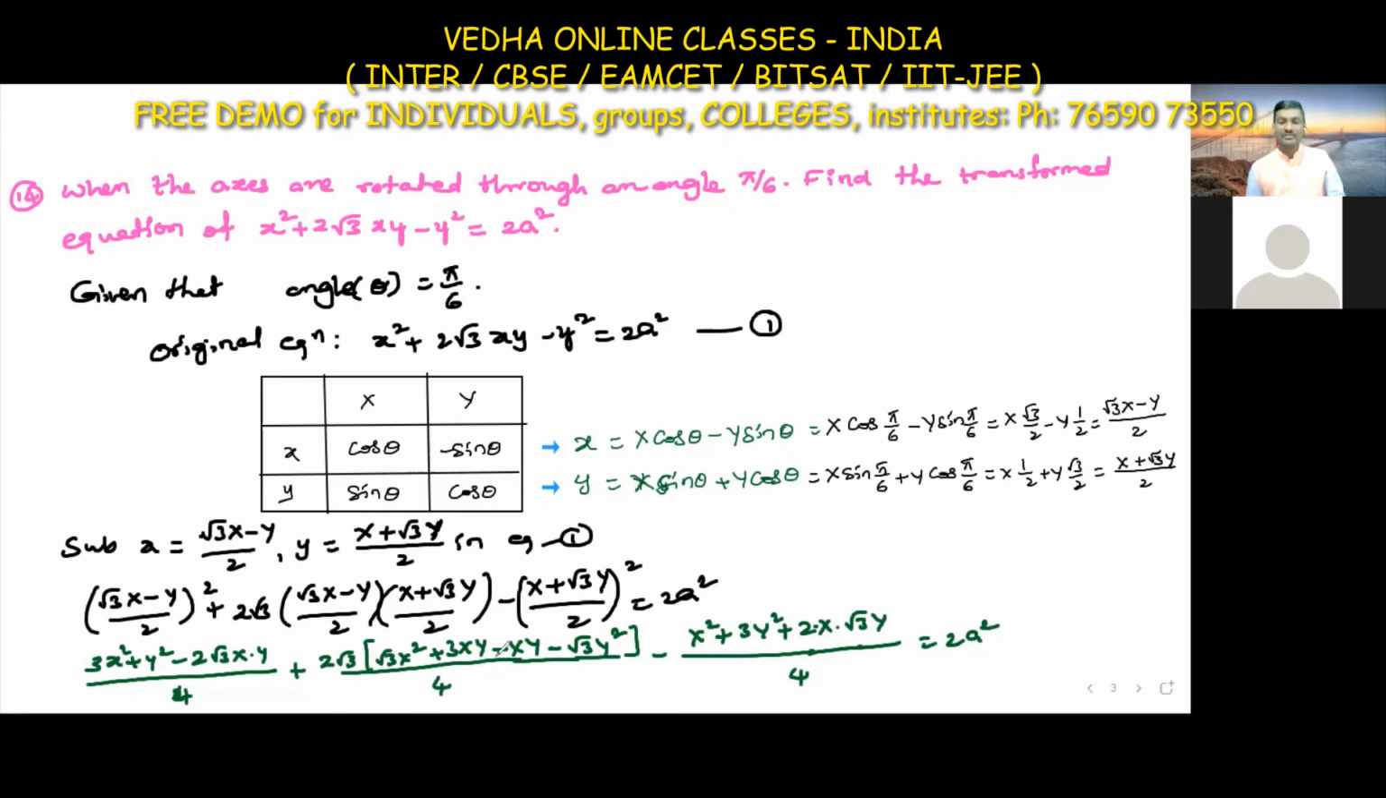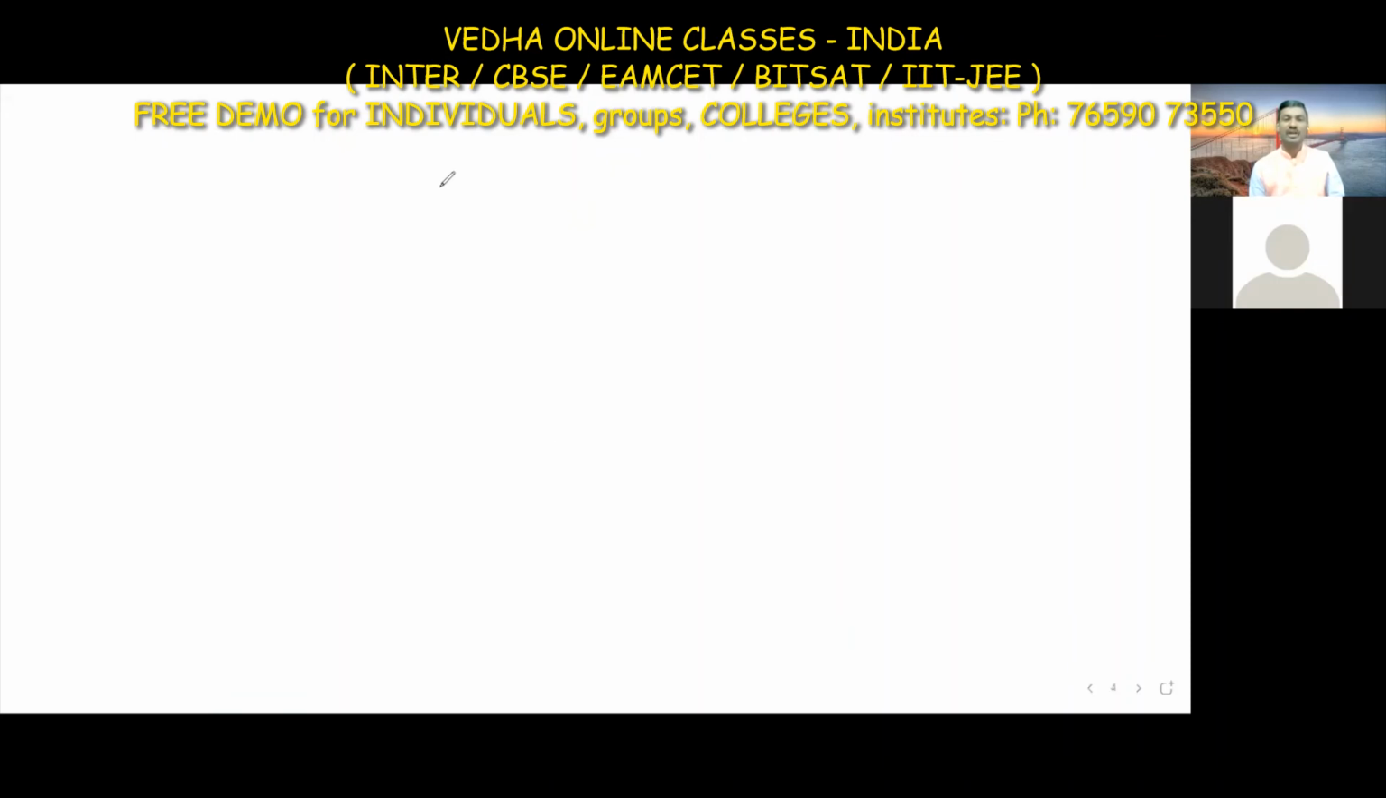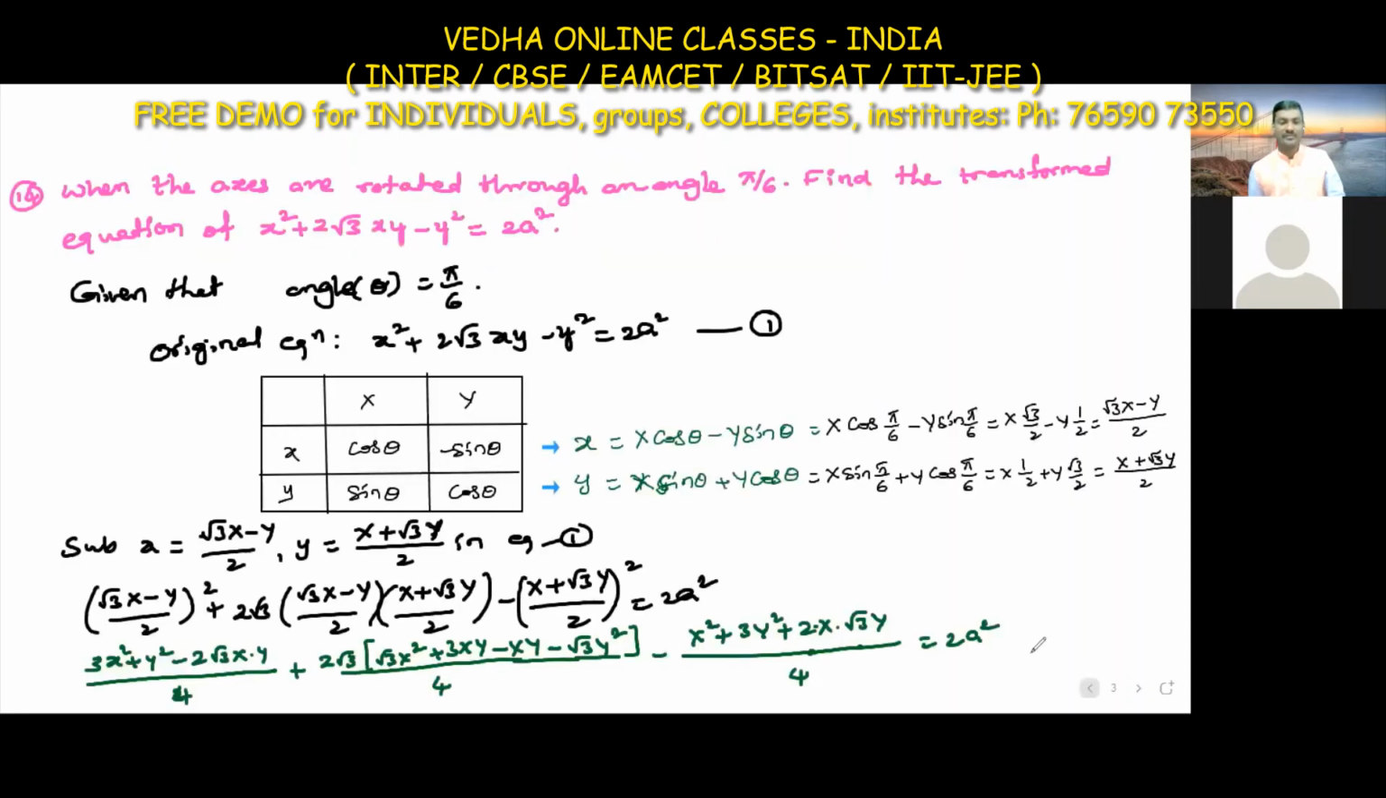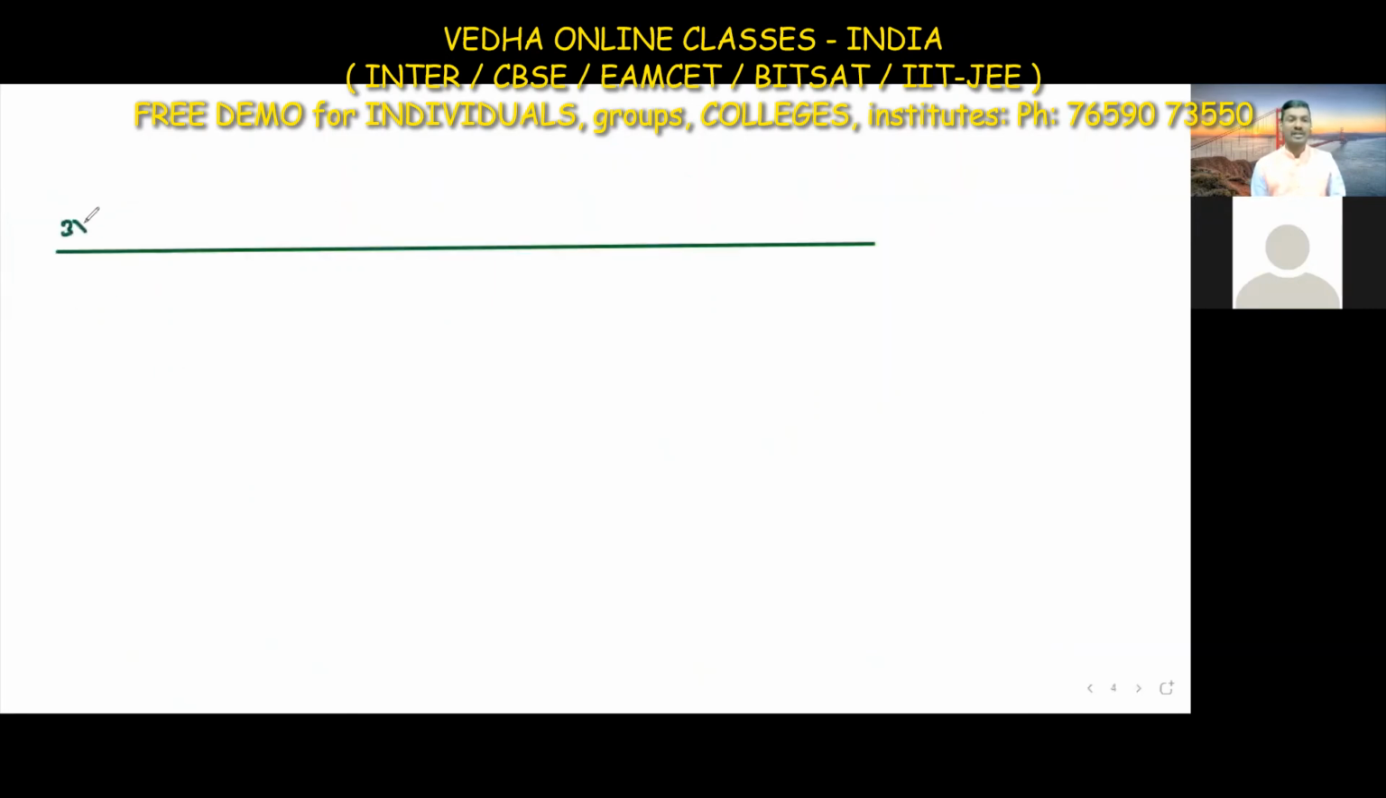Now, to combine all the terms, we have 4 as the LCM. So I am taking 4 as LCM. So what are the terms here? 3X square plus Y square minus 2 root 3 XY.